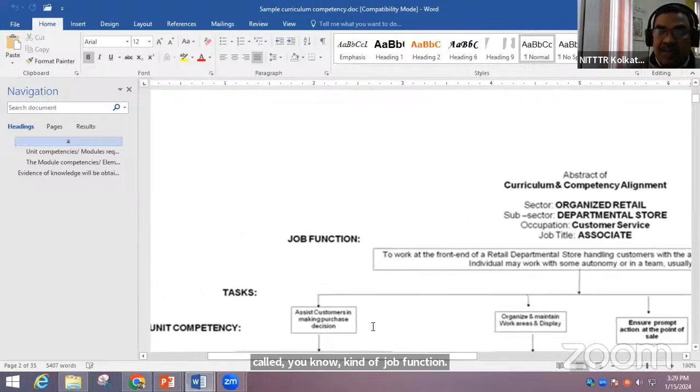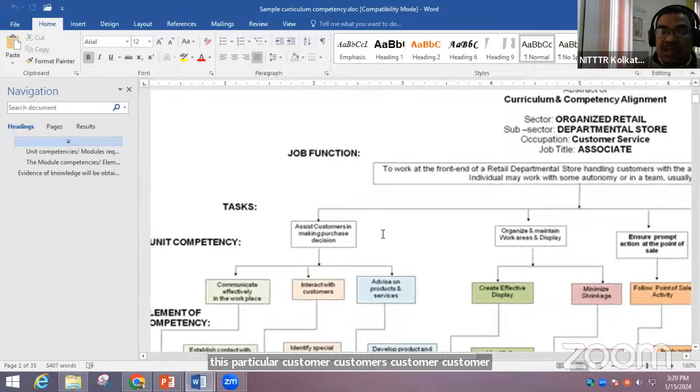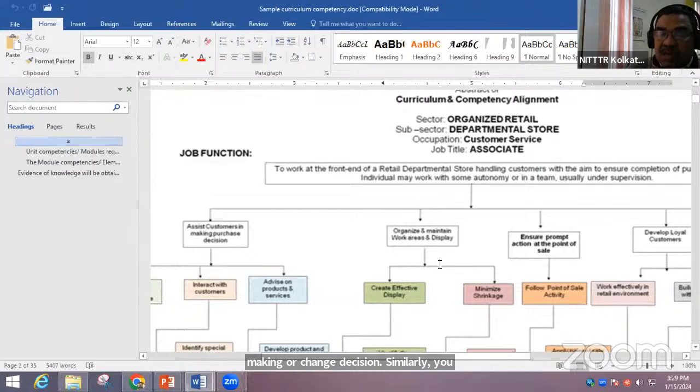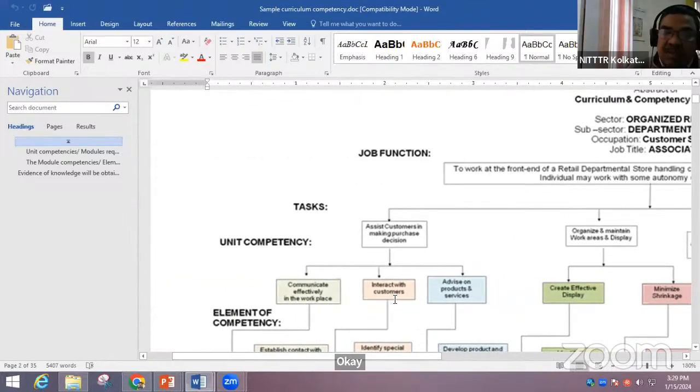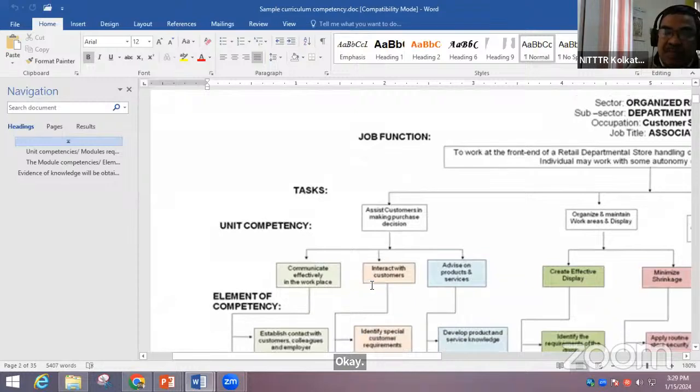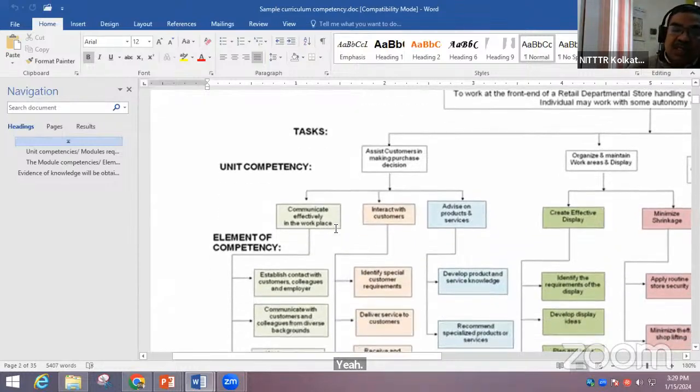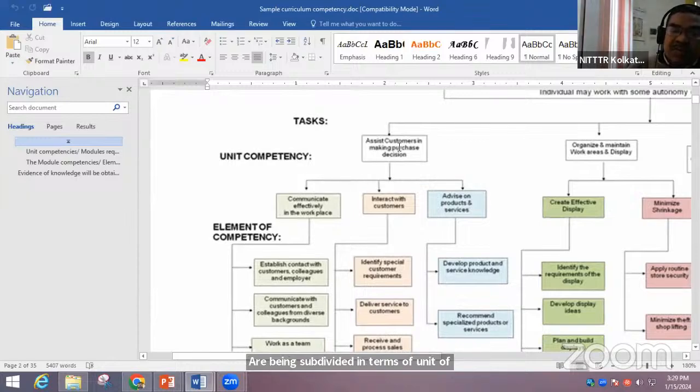Now, here the different tasks are also identified out of the job function. The tasks are like: assist customers in making purchase decisions; organize and maintain the work areas and displays; ensure prompt action; and answer at the point of sale. These are some of the tasks. Similarly, each of the tasks is subdivided in terms of units of competencies. These are called the units of competencies.